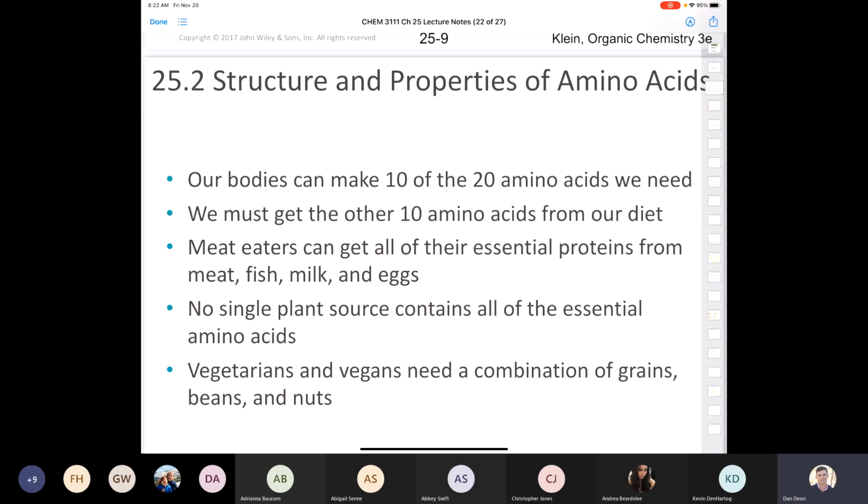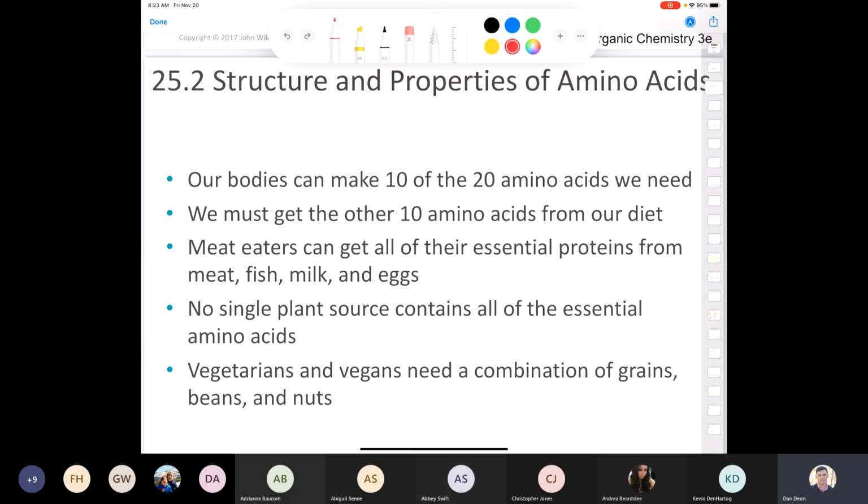For example, I think it was the Aztecs who invented succotash, or it was invented a long time ago. And succotash is a mixture of rice and corn. When you mix rice and corn together, you're sure to get all of the essential amino acids, because rice is missing 2 amino acids and corn is missing others. Anyhow, the 10 amino acids that your body can make are called the non-essential amino acids.